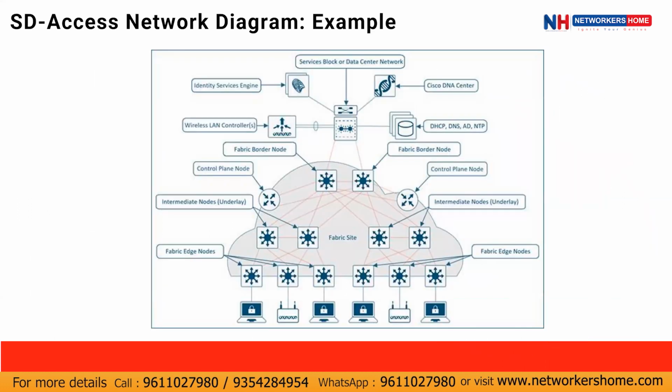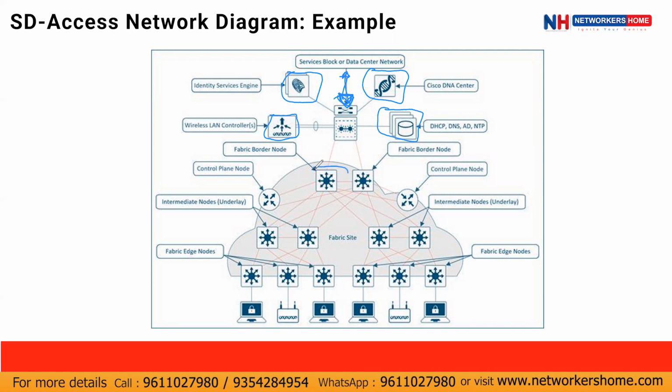So this is just a typical SD-Access network diagram I thought I'd share with you. I have added this into the slides. This is the DNA Center controller. We have the Identity Services Engine. We have the data center connecting to a central node known as the fusion router, which we will be covering in the external world connectivity part. It has a wireless controller sitting outside the fabric, but it is fabric enabled. You have the set of DHCP, DNS, Active Directory, NTP servers, whatever you call it.